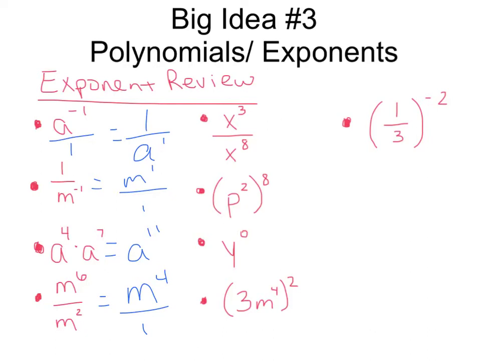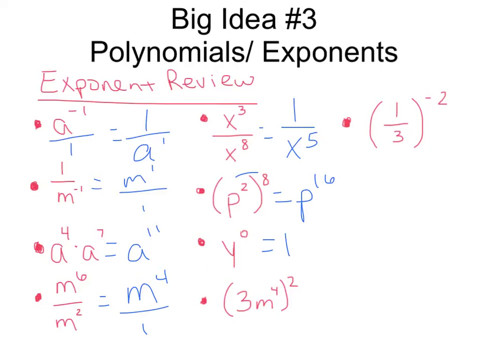X to the 3rd over x to the 8th, where is the x bigger? They're bigger on the bottom, so you put your x on the bottom. Subtract 8 minus 3, and you get 5. Nothing left on top, so you put in a 1. Power of a power, p to the 2nd to the 8th. You actually have to multiply when you do a power to a power, so it's p to the 16th. Y to the 0, anything to the 0 power is 1.